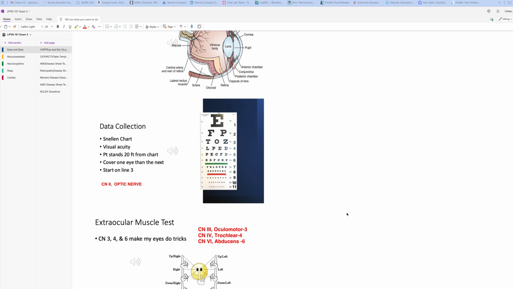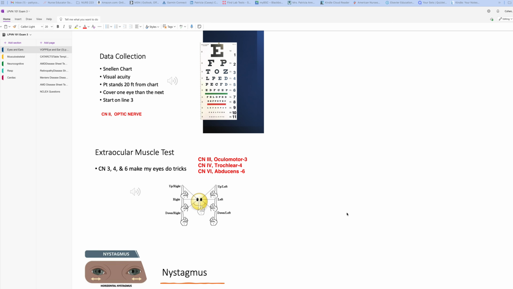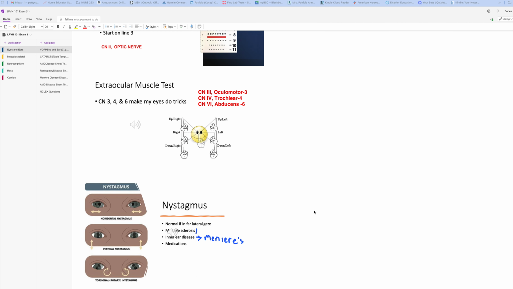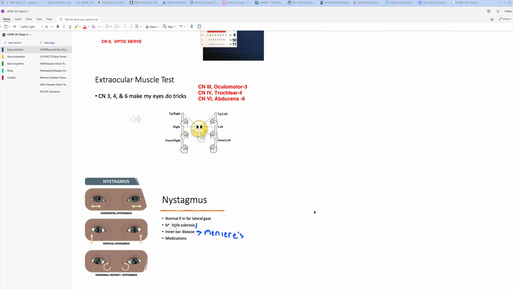Then the extraocular muscle test. This is you're doing the 6 cardinal gazes. Okay, so that's the way the eyes move. So you need to know cranial nerve 3, 4, and 6. Make my eyes do tricks, okay? That's the extraocular muscle test. And that can tell you if there's something wrong in the brain, if the eyes are not moving in every field of gaze. And if you're going to clinical this week, ask your instructor how to do this test, and then you'll understand it a little bit better.